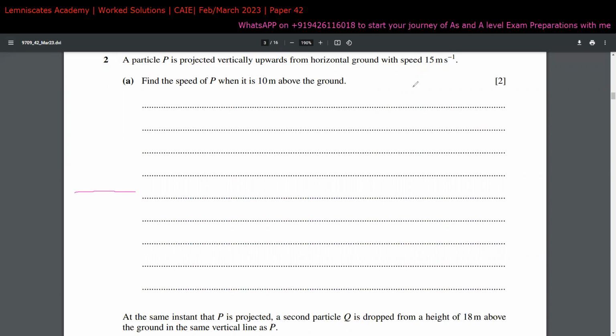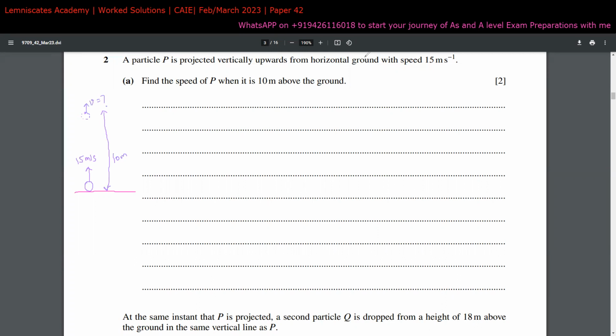This is the ground, let's assume that. And our particle is, let's say, somewhat like a small object over here, a particle which is having initial speed of 15 meter per second. And we have to find out the value of the speed of this particle when it reaches 10 meters above the ground. So let's say 10 meters somewhere over here, above the ground. Let's say this distance is 10 meters. So what's the value of the speed when the particle is coming over here? That's the question.